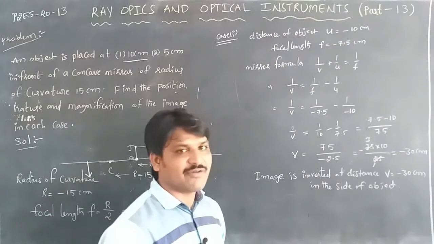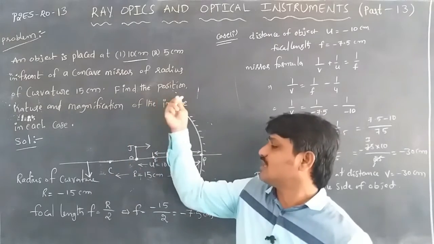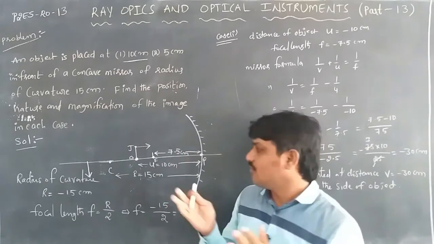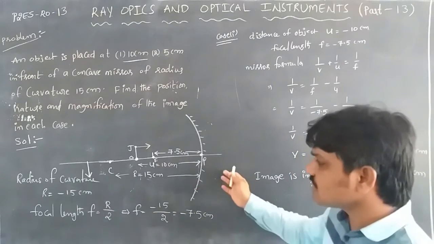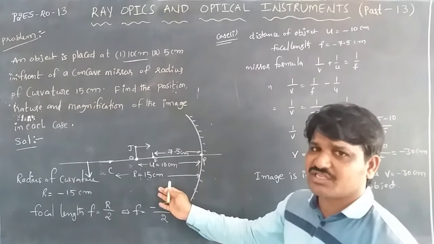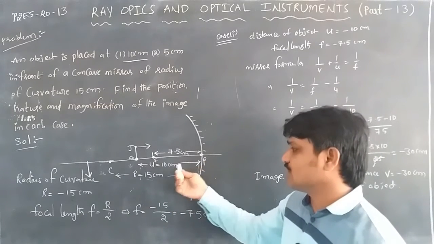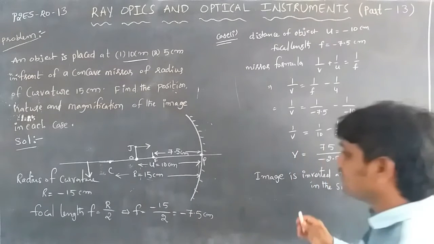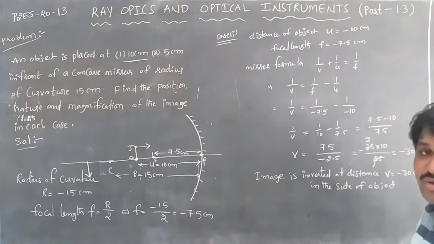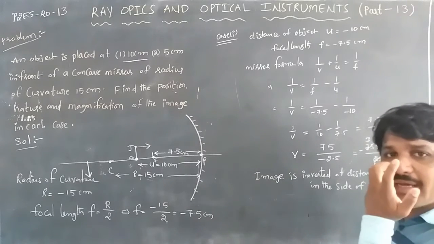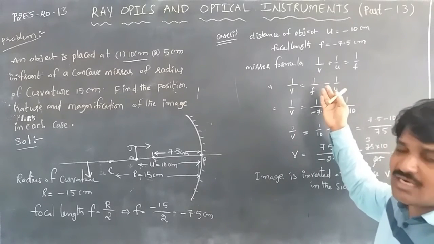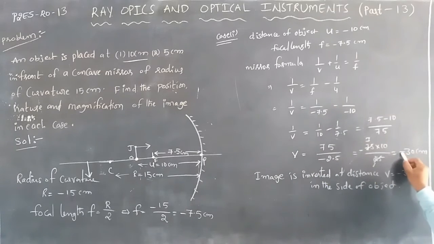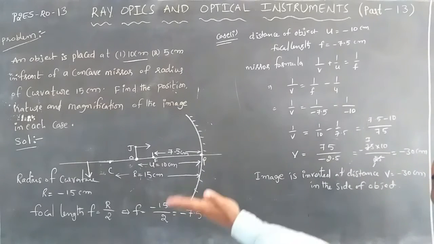This is about the position of the image, and how to follow the sign convention when doing numerical problems. Here we applied the sign convention in the numerical problem. Whenever we are measuring values, we should take the signs only for the known quantities, not for the unknown quantities. If we take them, the minus signs in opposite directions get cancelled, and we get the same formula. So here v is equal to minus 30, and the minus symbol indicates that it is in the direction of the object.